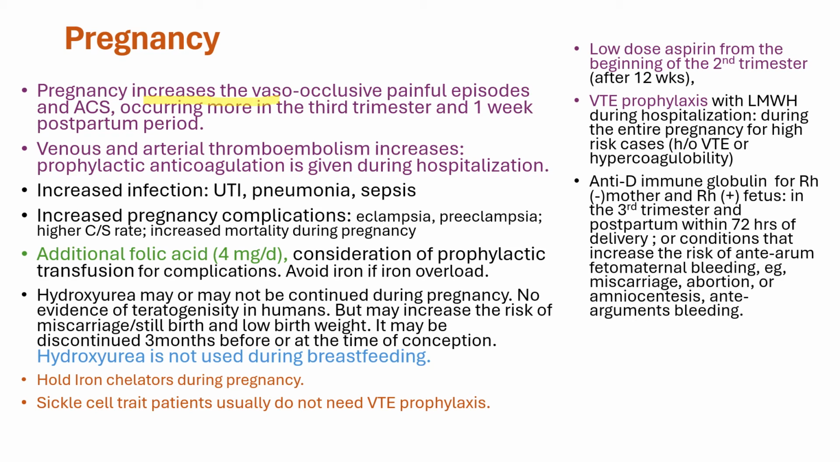Pregnancy increases the vaso-occlusive painful episodes and acute chest syndrome, occurring more in the third trimester and the 1-week postpartum period. Because the risk of venous and arterial thromboembolism increases, prophylactic anticoagulation is given during hospitalization. And make sure you give additional folic acid, 4 milligrams a day, and consider prophylactic transfusion for pregnancy complications. Hydroxyurea is usually not given during pregnancy and breastfeeding, but during pregnancy it may be used. No evidence of teratogenicity in humans, but it may increase the risk of miscarriage and low birth weight.